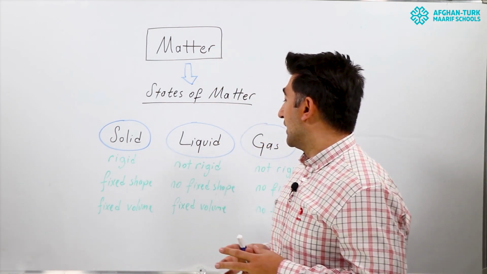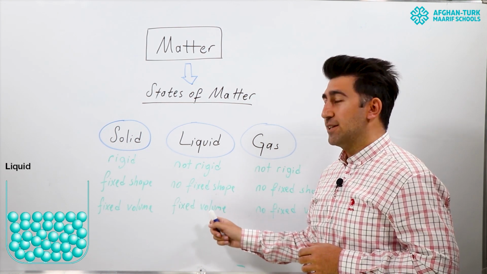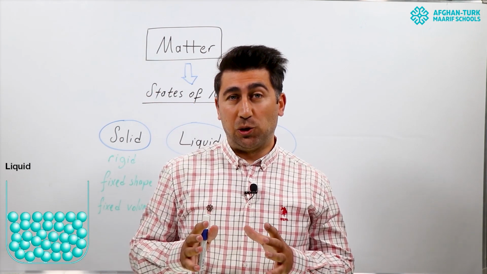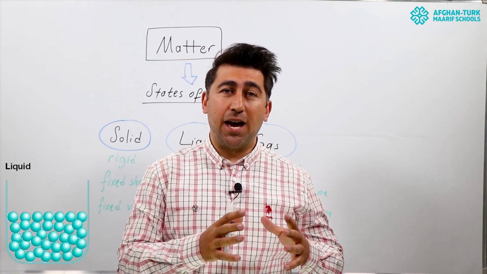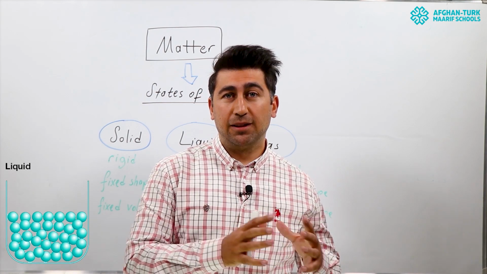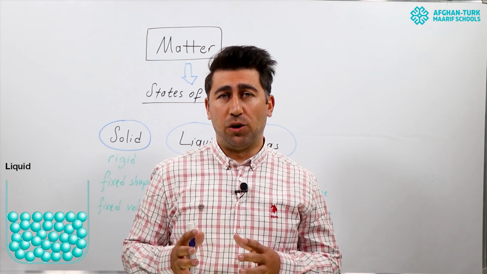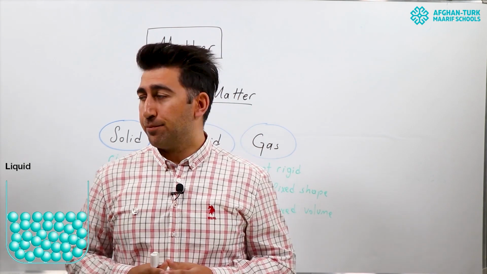How about liquid? Liquid is not rigid, no fixed shape, but fixed volume. In liquid, the particles are almost as close as in solids, but even though they don't have definitive shape, they have definitive volume. For example, water, oil, juice, milk, and etc.